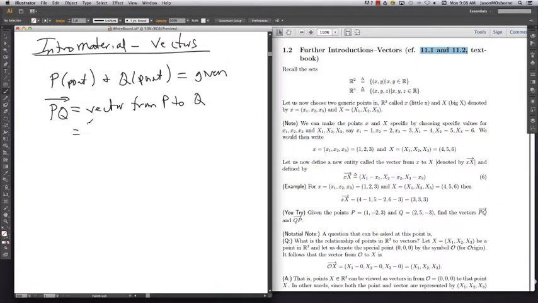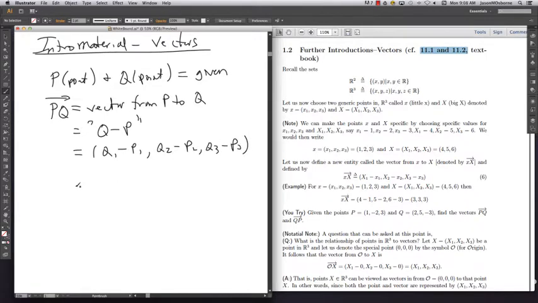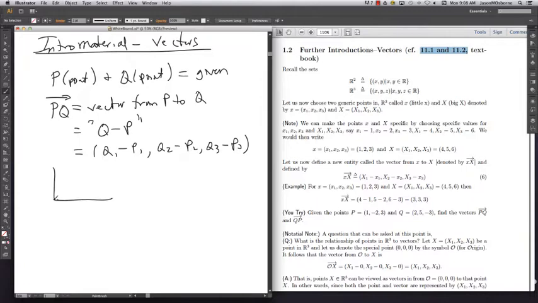And we discussed that as Q minus P, which means Q1 minus P1, Q2 minus P2, and Q3 minus P3. Okay. And we discussed that the picture for this is if P is some point and Q is some other point, that when you perform this operation right here, you get a new object that can be viewed as the vector from P to Q, which is just an arrow.